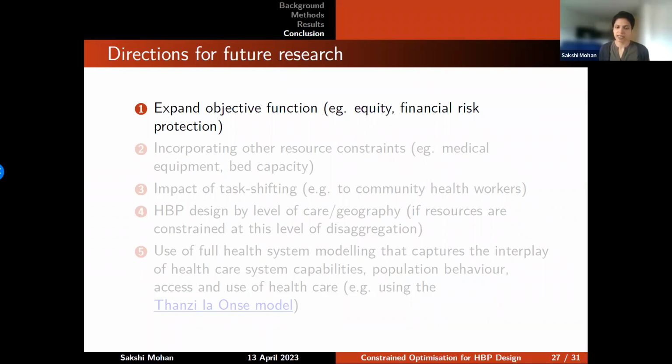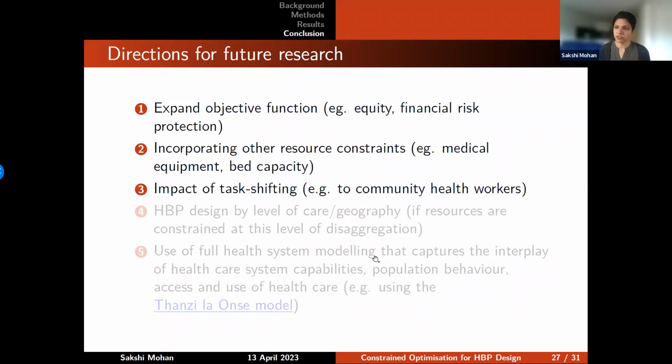Now, some of these limitations can be addressed, and there are directions that future research can be expanded to address these. For instance, in our objective function, we only accounted for the net DALYs, so the health outcome, but it is possible to expand this framework to account for equity and financial risk protection as other objectives of the health system. Secondly, it's also feasible when data is available to incorporate other resource constraints. For example, medical equipment as well as inpatient bed capacity can act as binding constraints to the system, and it is very easy to add these constraints within the framework that we have shown.